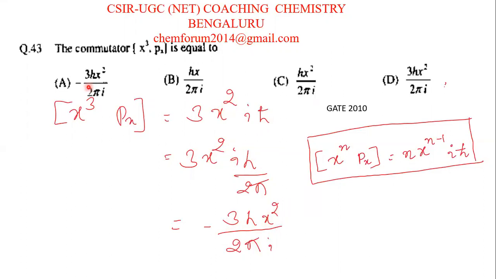The only thing you need to know is this formula: the commutator of xⁿ with px is equal to n times xⁿ⁻¹ iħ. Then it would be very easy to solve this problem.